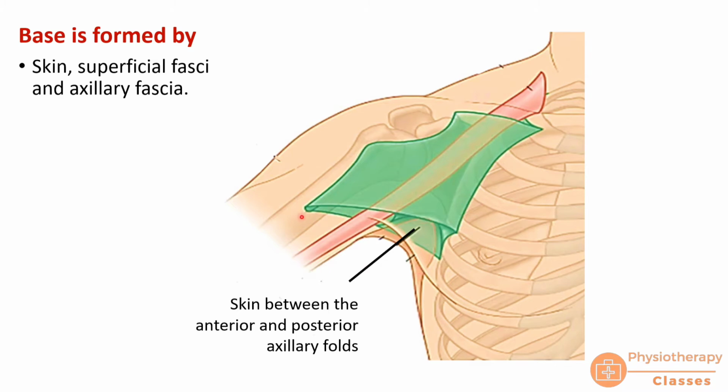So here this base is formed by the skin, superficial fascia, axillary fascia, which extend between the anterior axillary fold and the posterior. So here is the anterior axillary fold and here is the posterior axillary fold. So this is the base.